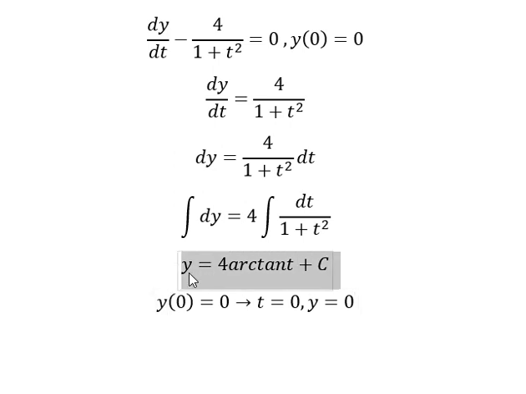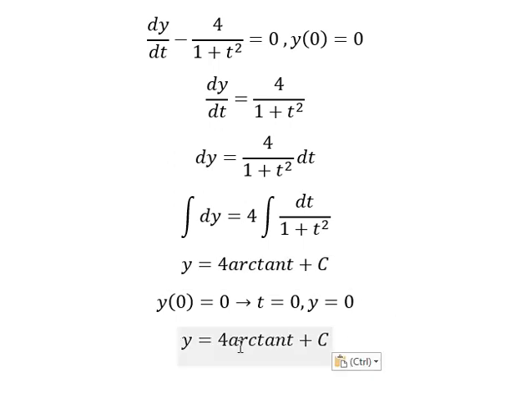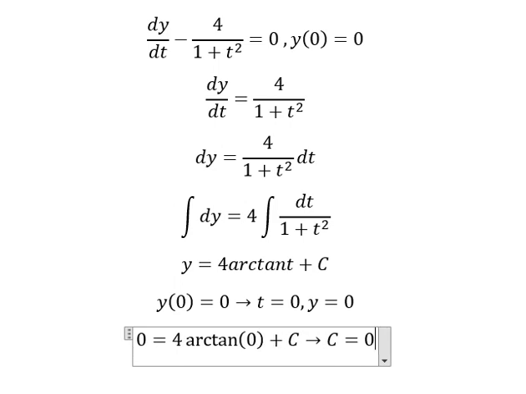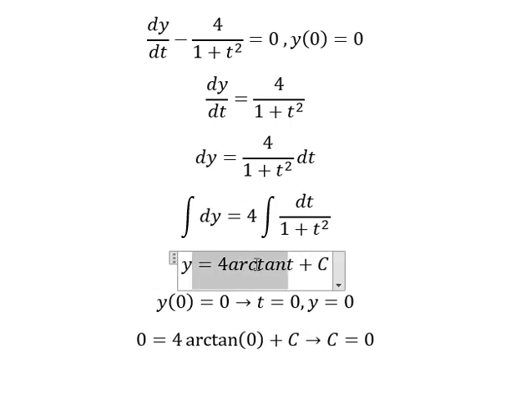So we put 0 here and here to find the value of c. And we have c equals 0. And now we can simplify like this.